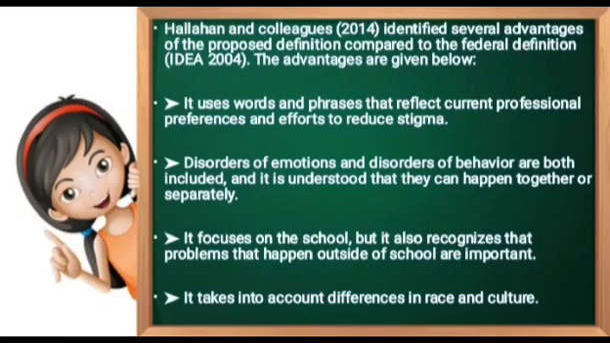Hallahan and colleagues 2014 identified several advantages of the proposed definition compared to the federal definition or IDEA 2004. The advantages are: it uses words and phrases that reflect current professional preferences and efforts to reduce stigma. Next, disorder of emotion and disorder of behavior are both included, and it is understood that they can happen together or separately. Next, it focuses on the school, but it also recognizes that problems that happen outside of schools are important. Next, it takes into account differences in race and culture.